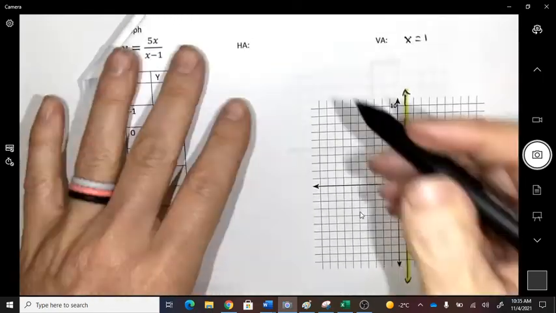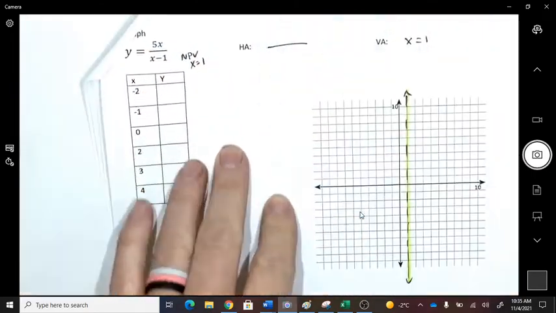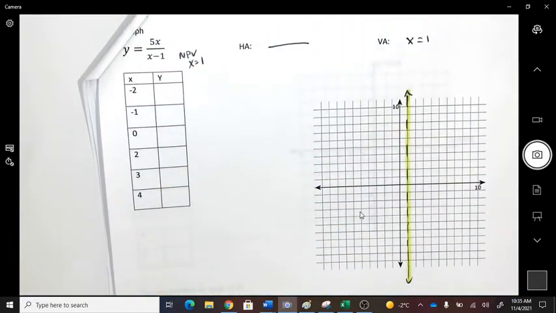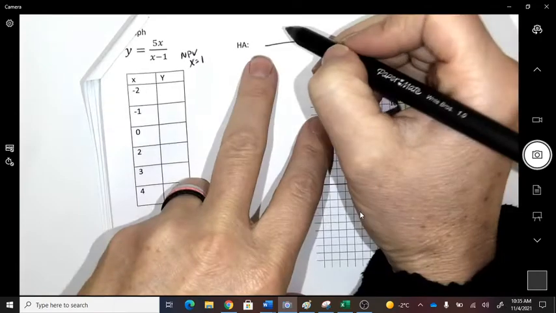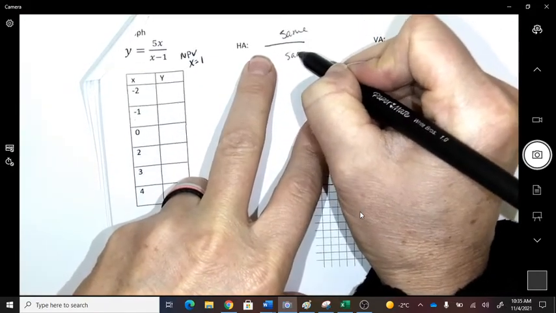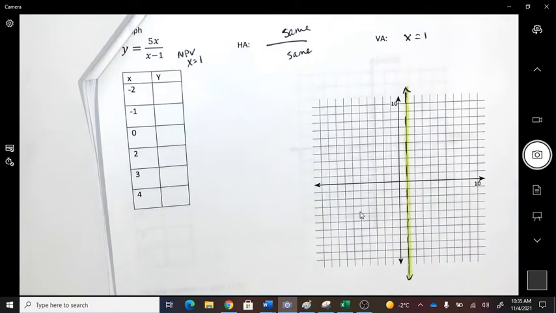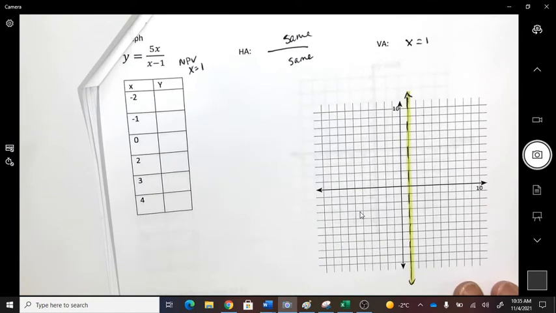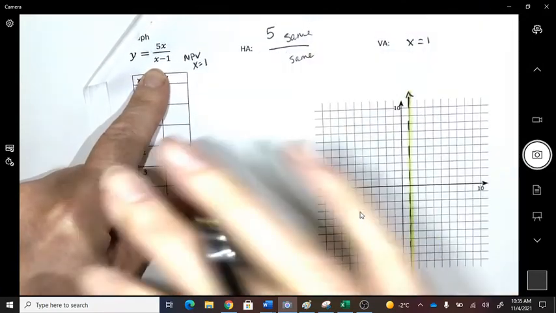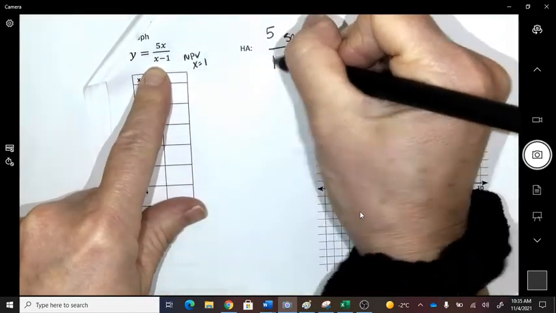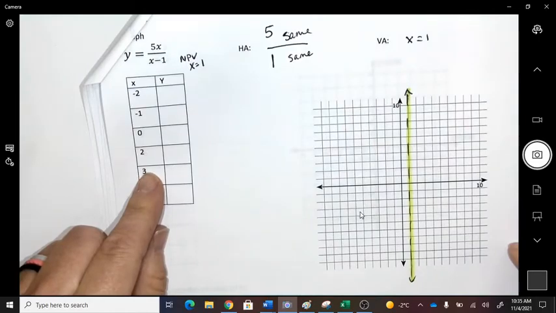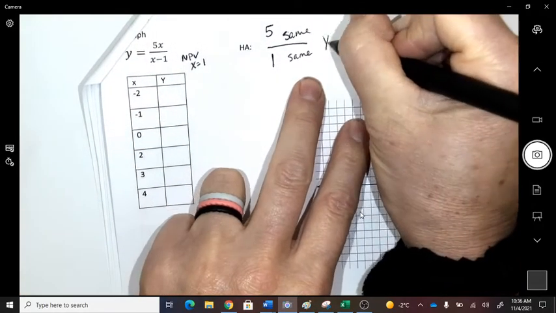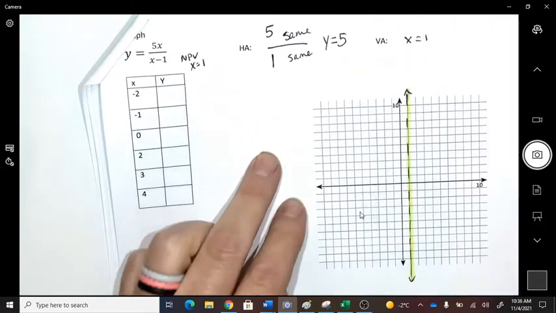Okay, horizontal asymptote. I'm going to analyze my fraction. What do you think? Is the degree higher somewhere or the same degree? It's the same degree, right? I have an x and an x. It's a degree of 1, a degree of 1. So what's the rule when the degree is the same? It's going to be a 5 billion divided by a 1 billion kind of idea. So, therefore, we're going to have a horizontal asymptote at 5.